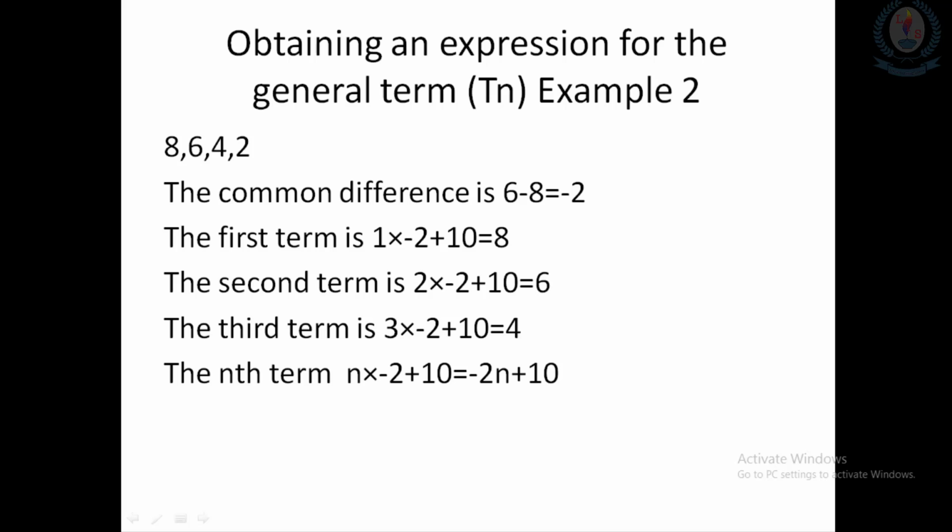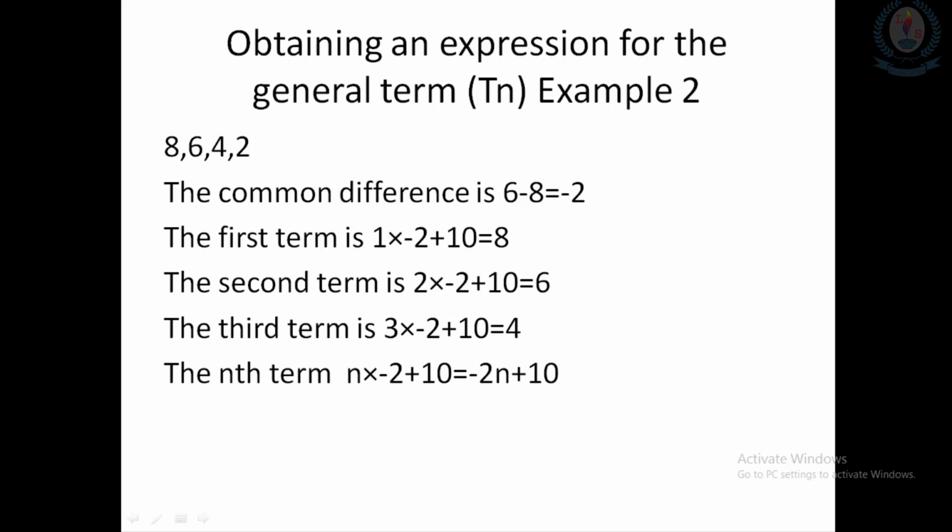Look at the second example of finding the expression for the general term: 8, 6, 4, 2. If you want to find the common difference, 6 minus 2 is minus 2. The common difference is minus 2. The first term is 8.